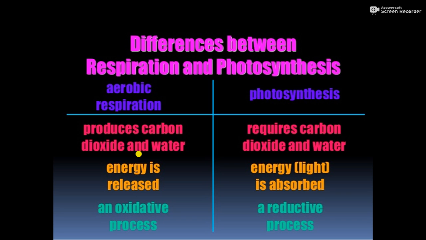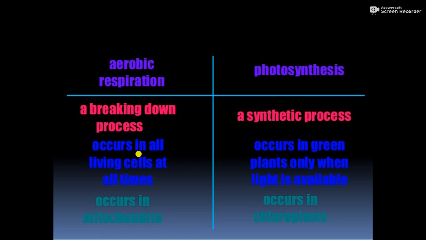Aerobic respiration is an oxidative process. Photosynthesis is a reductive process. Aerobic respiration is a breaking down process, and photosynthesis is a synthetic process. Aerobic respiration occurs in all living cells at all times. Photosynthesis occurs only in green plants where light is available. Aerobic respiration occurs in the mitochondria of a cell, and photosynthesis occurs in the chloroplast of a leaf.